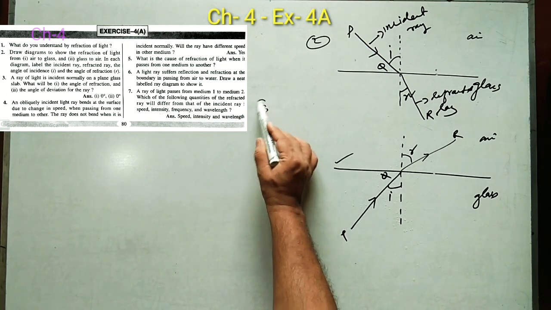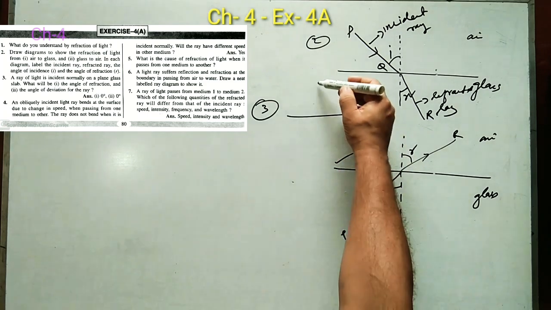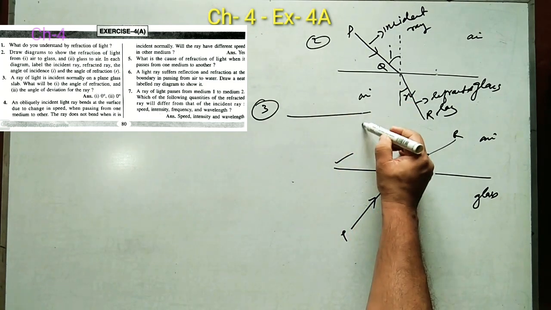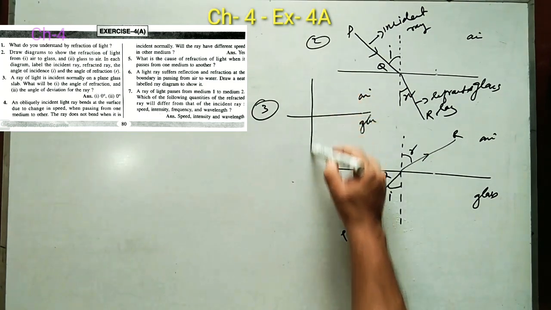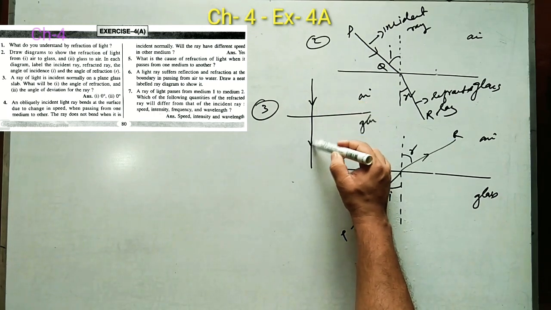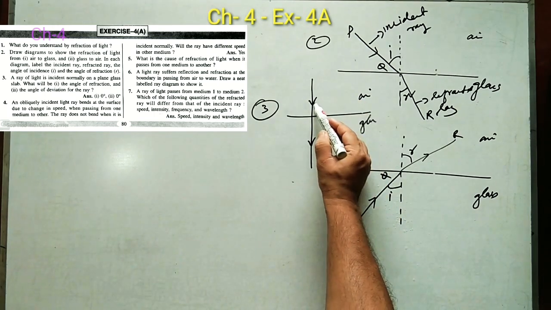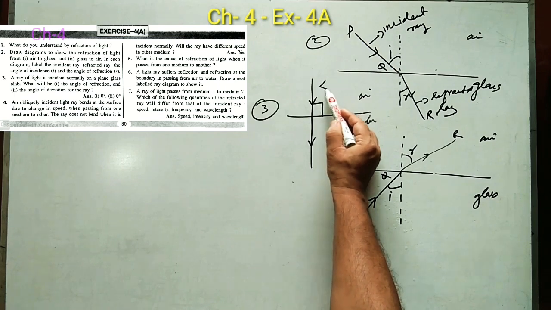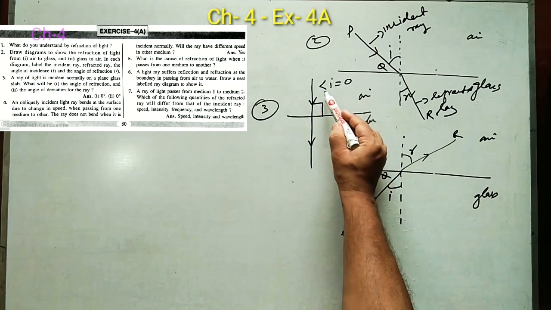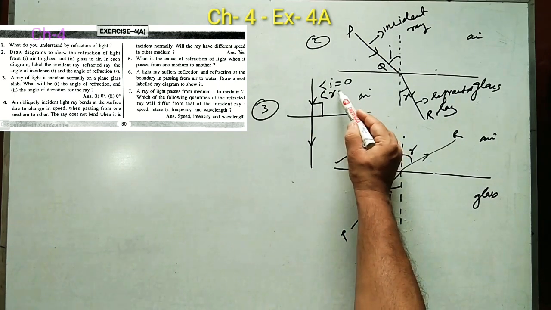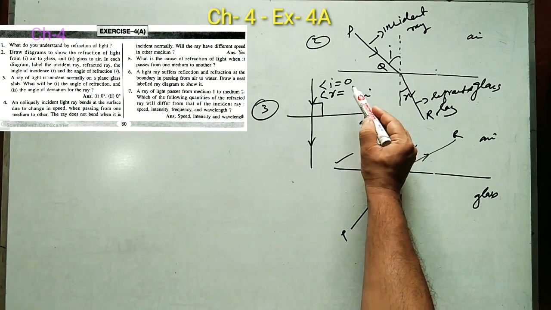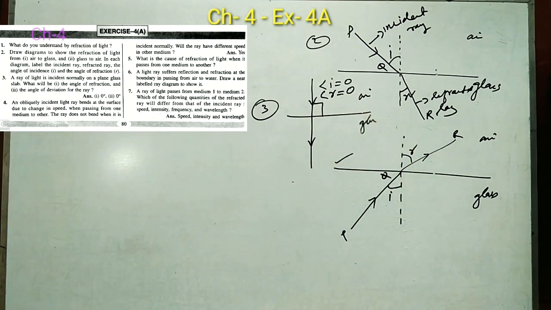So question number 3, for normal incidence, you know, air to glass, a ray of light passes undeviated. All of you know it. For normal incidence, what is the angle of incidence? Angle of incidence is always 0. What is the angle of refraction? Since there is no deviation, the angle of refraction, obviously, is 0. Clear? So these are conceptual questions. So question number 3 is over.